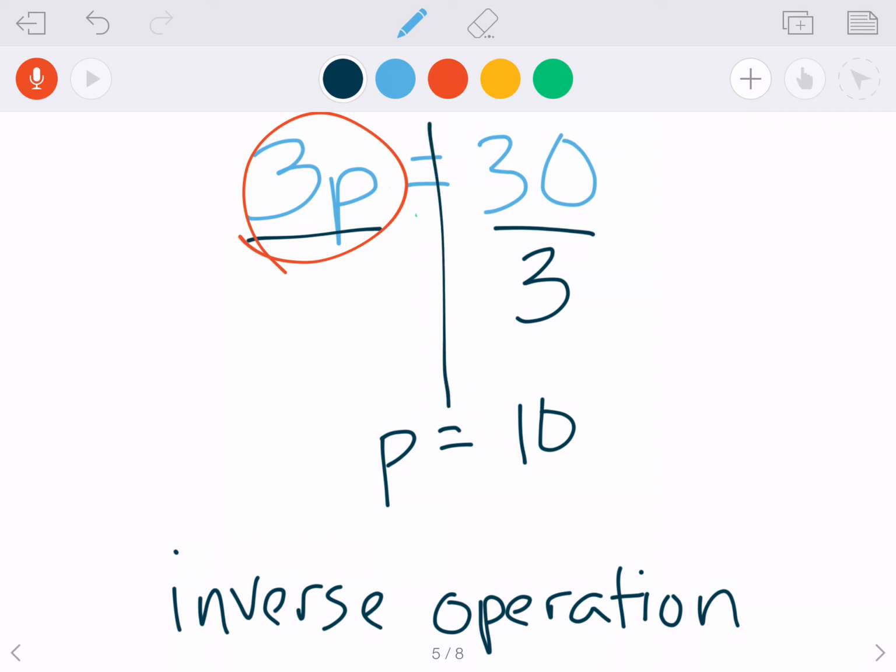But here's how this goes. I want to get this p, this variable, by itself. So I'm going to divide by 3. 3 divided by 3 gives us 1p, which is here. And then when I have an equation, I have to keep it balanced. 30 divided by 3 gave us 10. So our pouches equal 10 coins each.